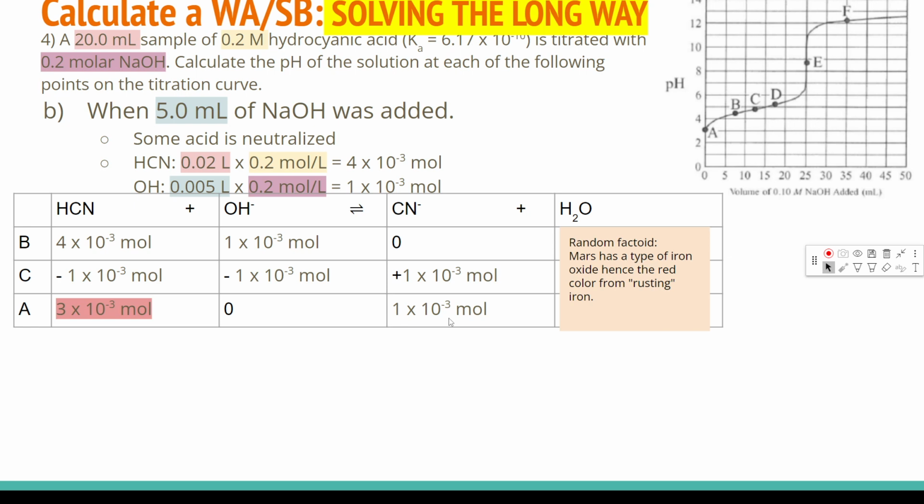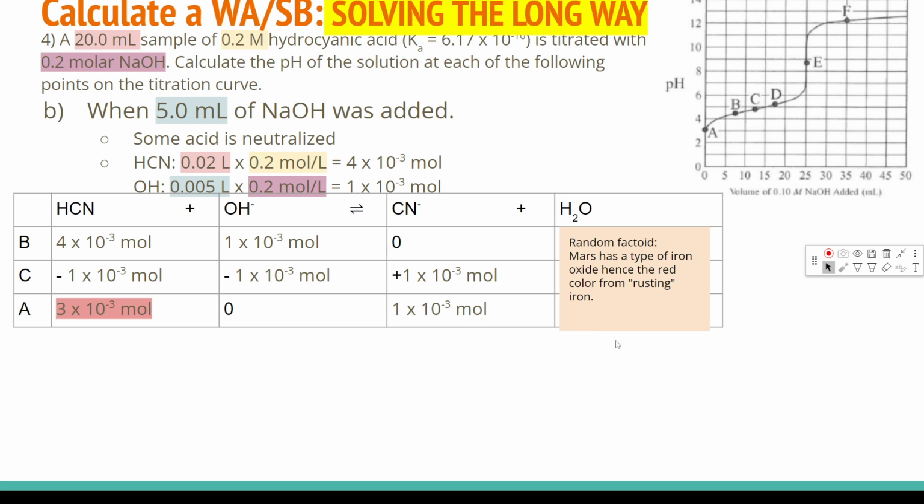I also get the conjugate base, because remember, you are making the conjugate base. This hydroxide is grabbing an H, and that's why it's now CN minus. And then water is a liquid, so we don't fill that out in the RICE table. Cool.